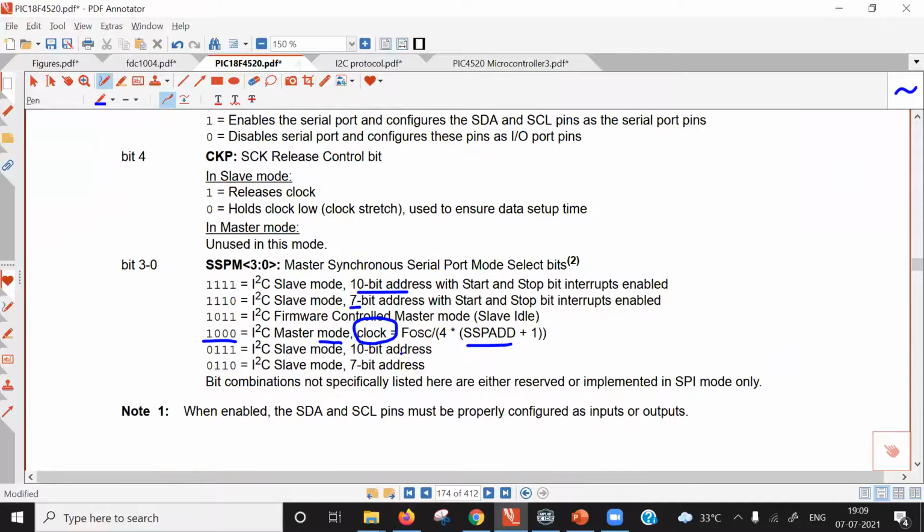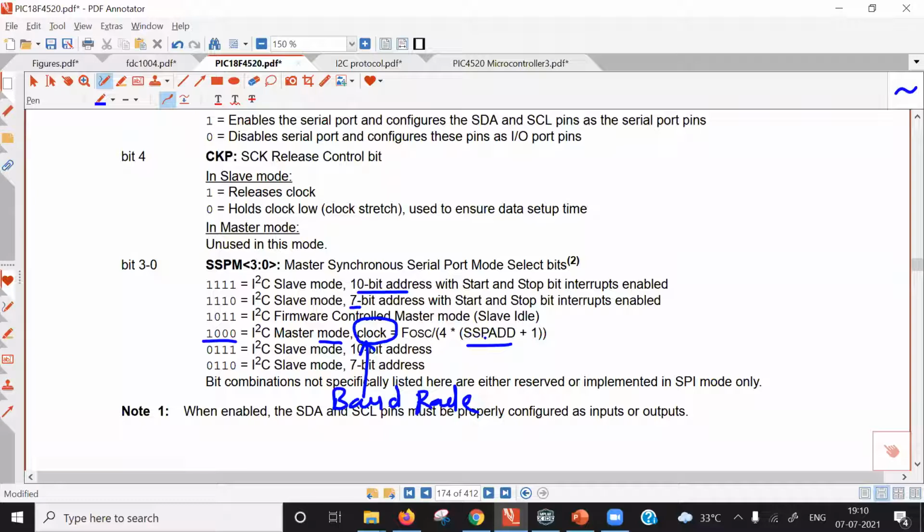This is the formula. This clock signal is nothing but baud rate for data transmission. Remember, in this data sheet, the meaning of this clock is baud rate. So this baud rate is equal to F oscillator divided by 4 into SSP address plus 1. Now we must solve this equation so as to get the proper number in the SSP address register.